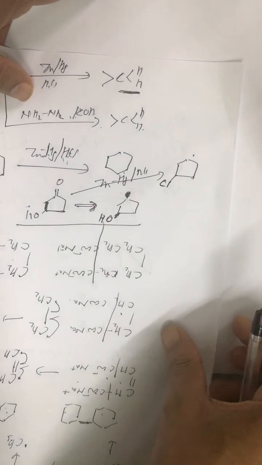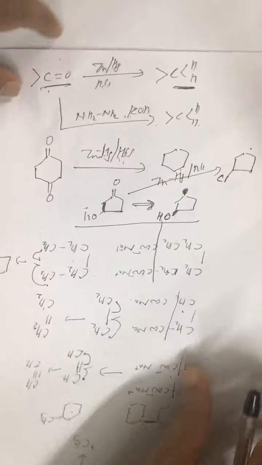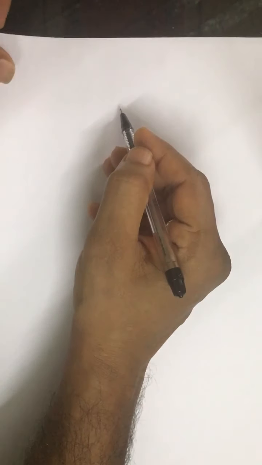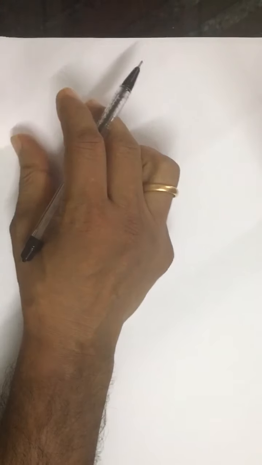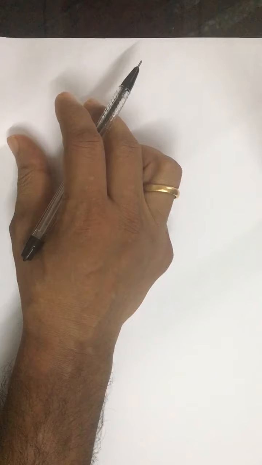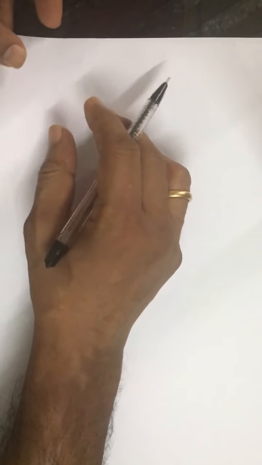So these are the things: we have discussed Wolff-Kishner reduction, and zinc amalgam and HCl, that is Clemmensen reduction, we have used.